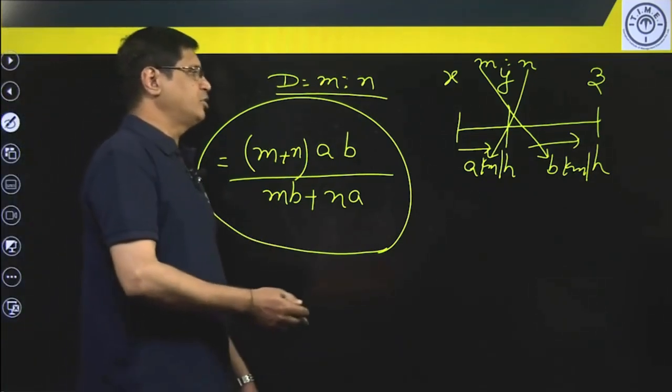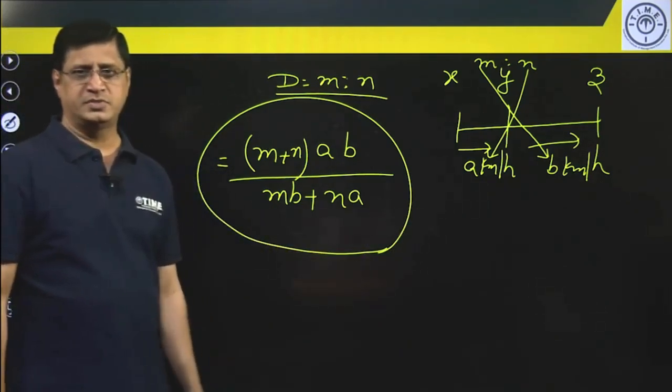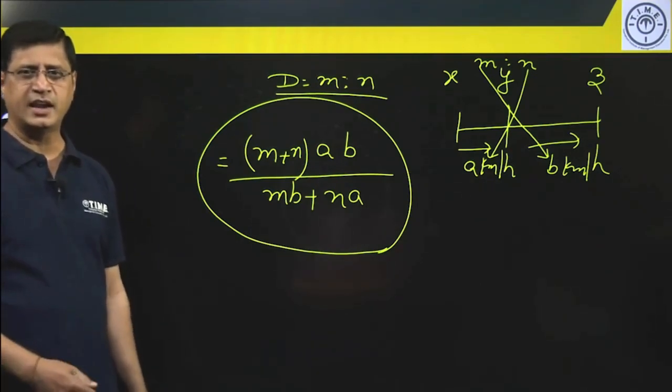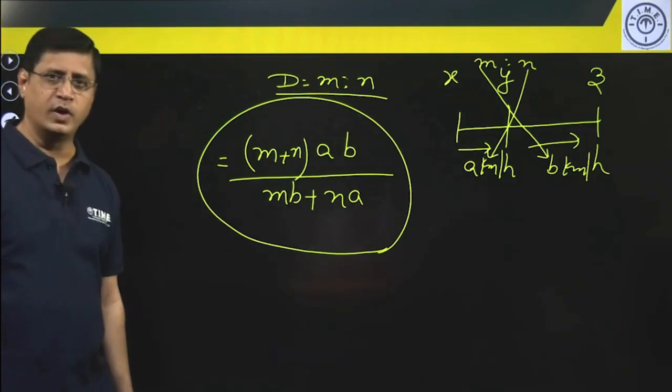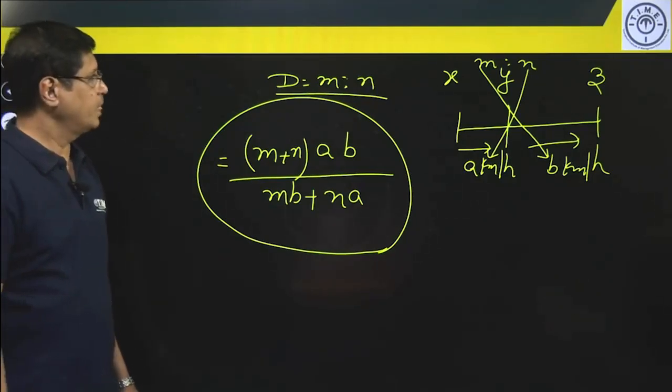The average speed lies in between the higher and the lower speeds. Less than the higher speed and greater than the lower speed. Okay. Now let's try examples based on this information.